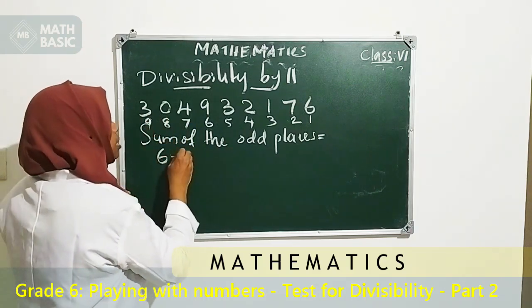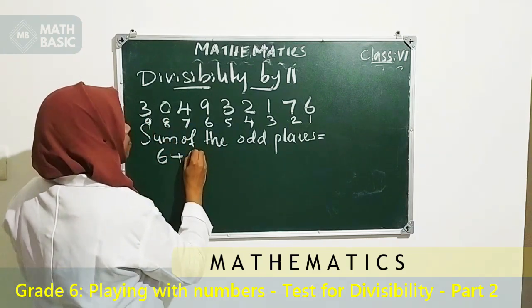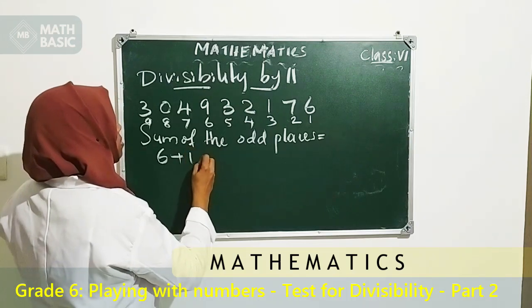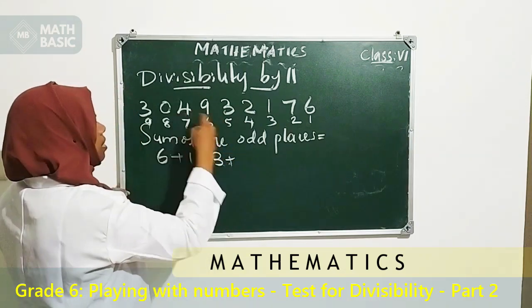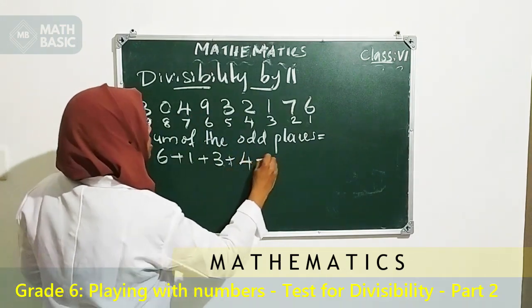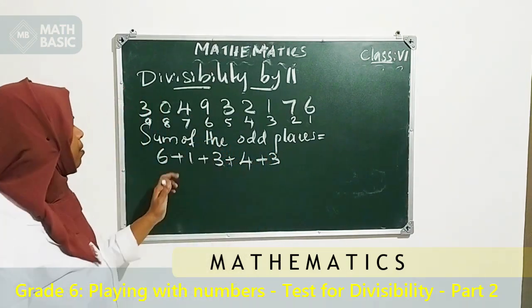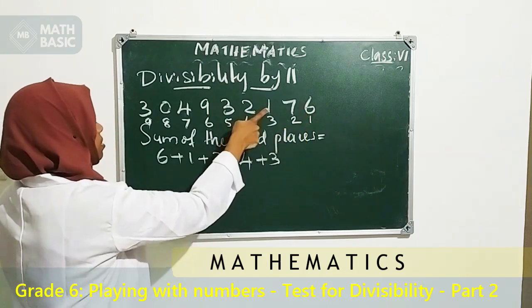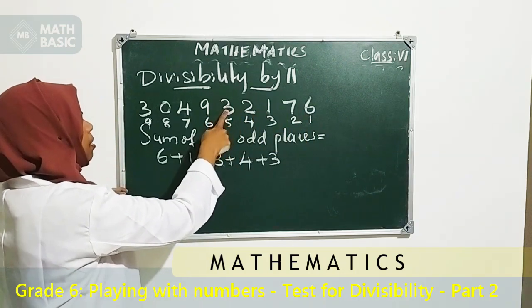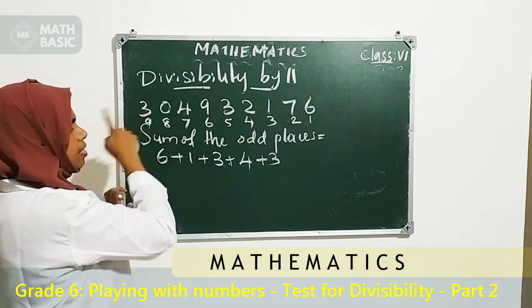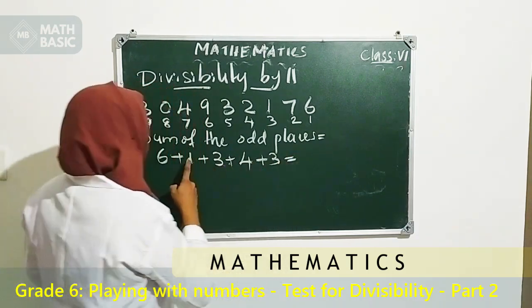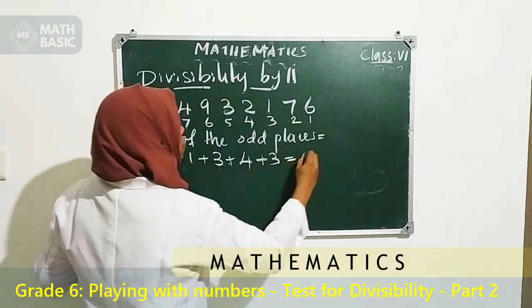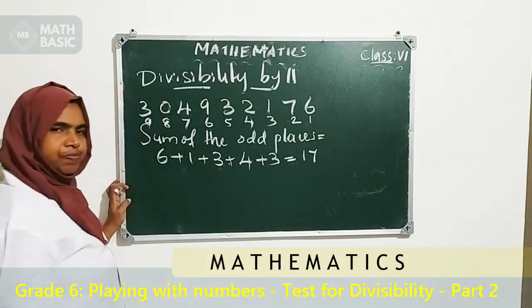So, 6 plus 1 plus 3 plus 4 plus 3. Once more, 6 plus 1 plus 3 plus 4 plus 3. These are the odd places. Add it: 7, 10, 14, 17.